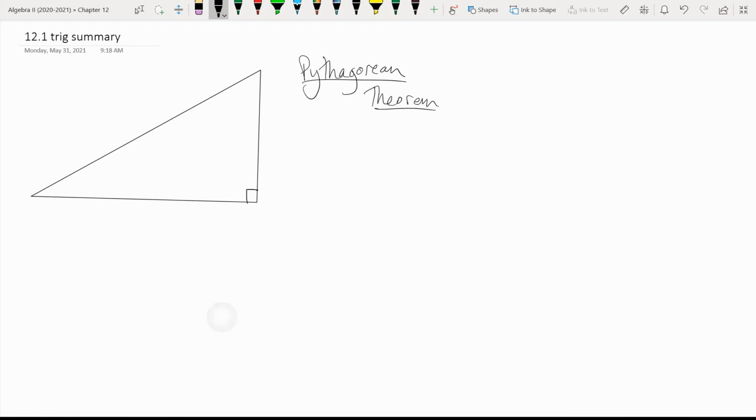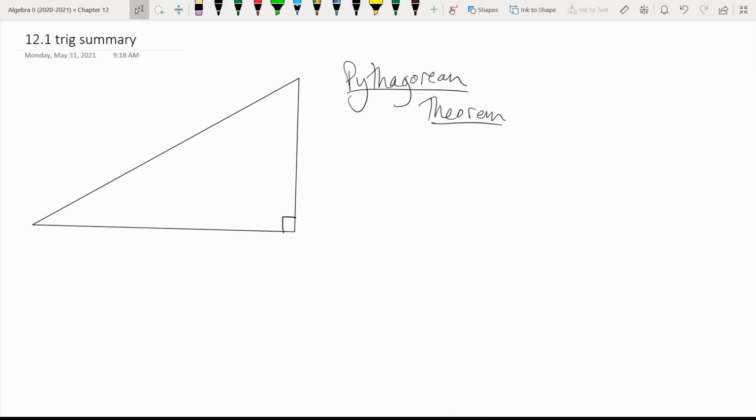A really quick summary of section 12.1 about some basic trig functions. So let's talk a little bit about right triangles, because it's all about right triangles. Remember, a right triangle has a 90-degree angle in it and then two angles that also sum up to 90 degrees.